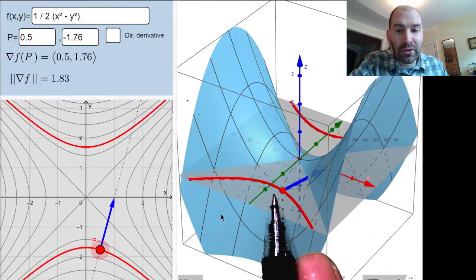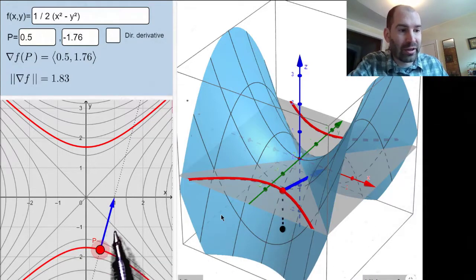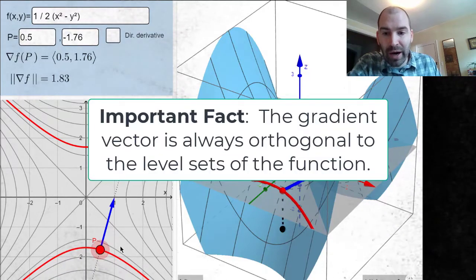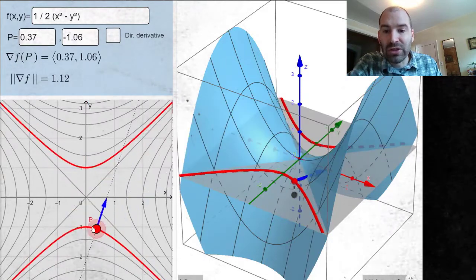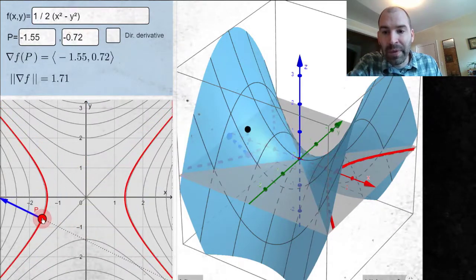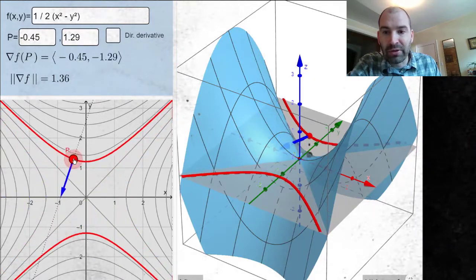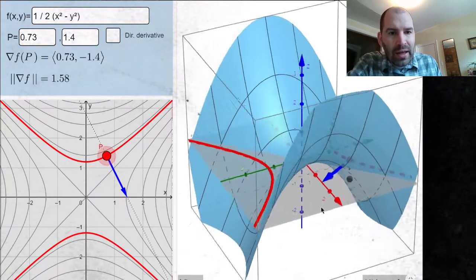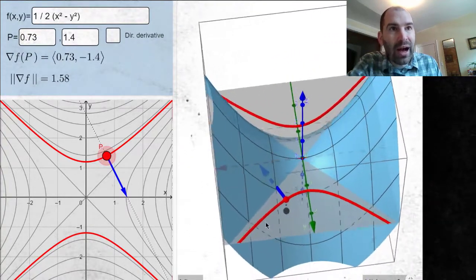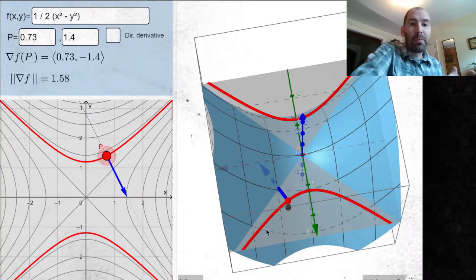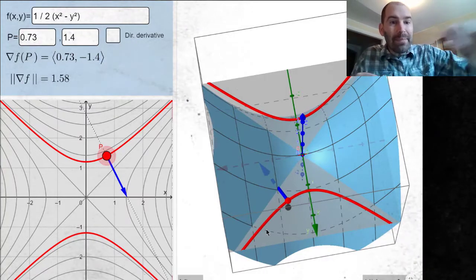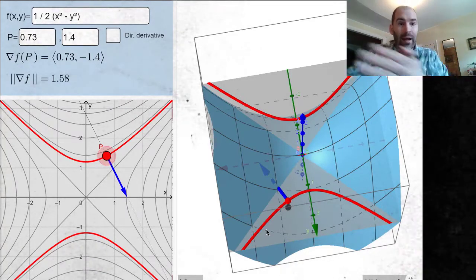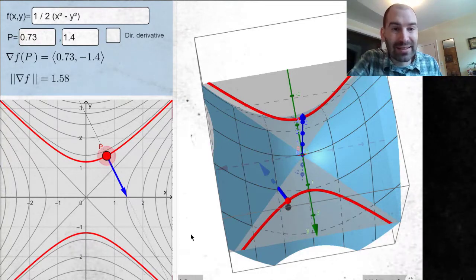And one important thing that you'll notice here is that the gradient vector is always perpendicular to the level curve, that red curve. No matter where I put this, no matter what point I choose, you'll notice that the gradient vector is always orthogonal, perpendicular to those level curves. If you think about it, that should make sense, because if I want to hike uphill the steepest, I probably want to hike in a direction that is perpendicular to the direction that would keep me at the same altitude, right? And that's what that red curve represents. It represents staying at the same height. Well, I want to go orthogonal to that to increase the height the fastest.